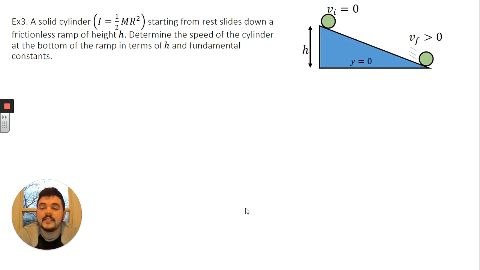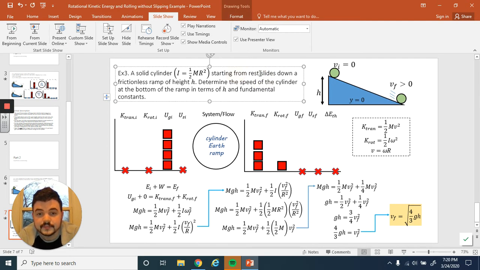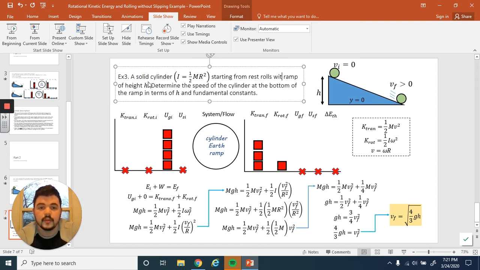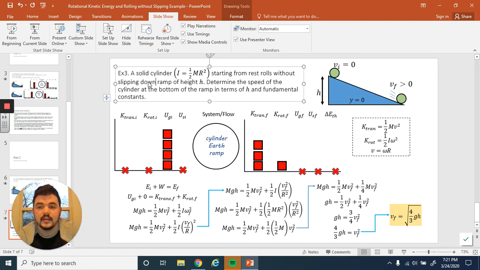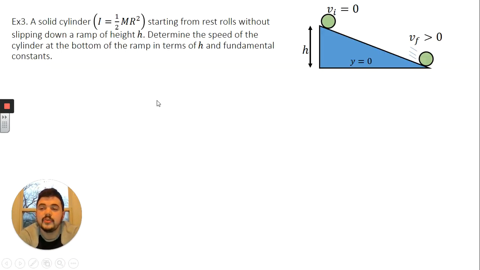Example 3. We have a solid cylinder of rotational inertia 1/2 mr squared, m being the mass and r being the radius of the cylinder. And it starts from rest and it slides down, it doesn't slide down a frictionless ramp. Let's change that real quick. It starts from rest, and it rolls without slipping down a ramp of height h. And we want to determine the speed of the cylinder at the bottom of the ramp in terms of h and fundamental constants. So here's our picture.